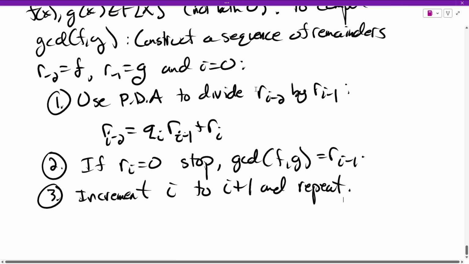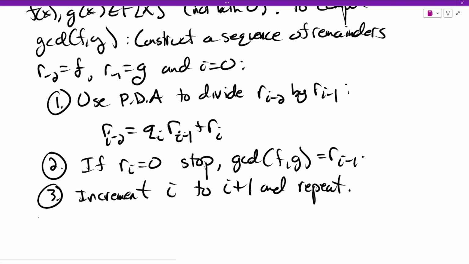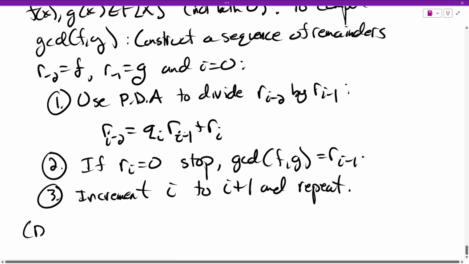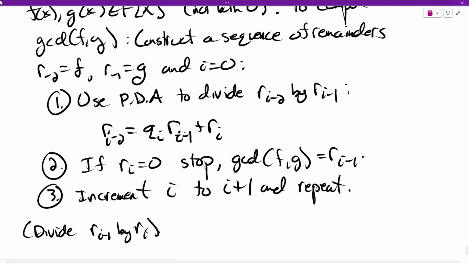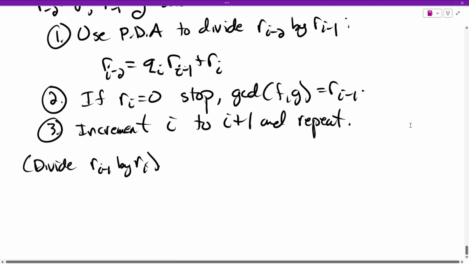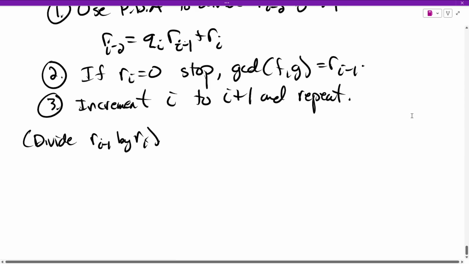That is, you're going to divide r_{i-1} by r_i. So you go up to the next level. So let me just talk about why this terminates and why this works. And in the next video, we will do a couple of examples.